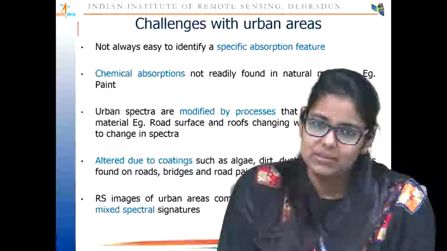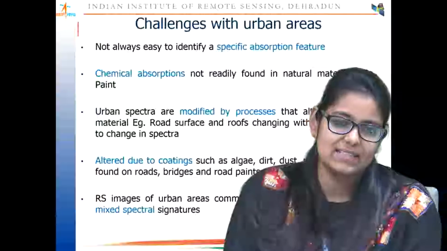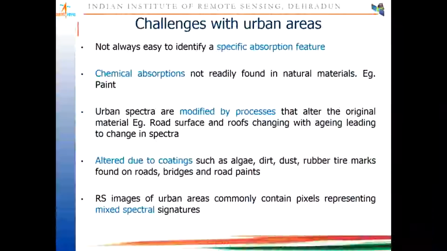So basically, I have talked about the challenges of urban areas in my previous slides, but still I would like to tell you, there are specific absorption features not necessarily available within the urban spectra that you will see subsequently in the spectra that we have plotted. Chemical absorptions are not always found in natural materials, like in paint, and many times the natural target is not detected because it is already generally coated up, right? So it will be very difficult to understand what the surface material is.